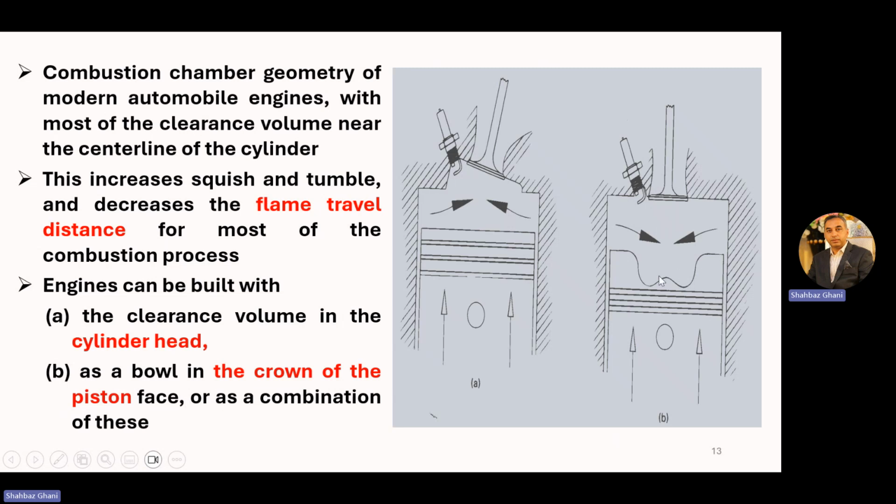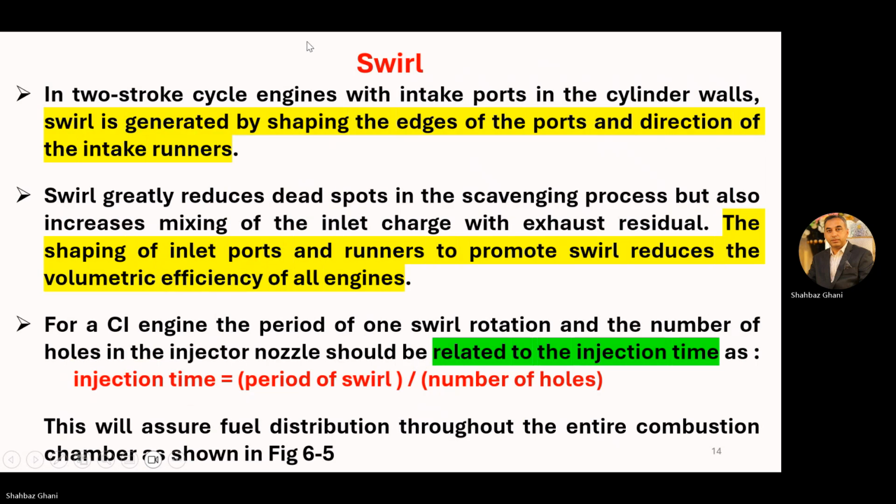So we have a piston head like this, and we have a crown here too, but here we do not have the clearance volume in the cylinder head, and the clearance volume is in the piston head. So the crown of the piston face, or as a combination of both these two. So we can have this type of geometry in our modern vehicles.